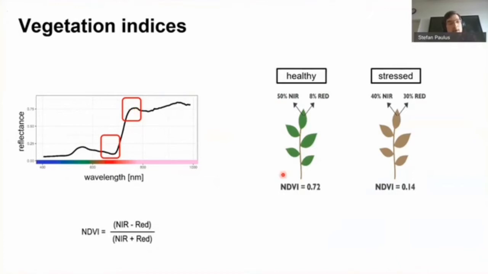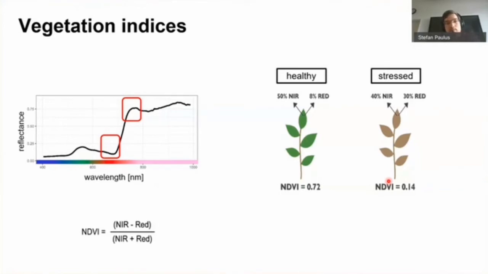If we have a healthy plant, we have a high reflectance in the NIR and a low reflectance in the red area. Together this gives a high NDVI value, and this tells us that the plants are very healthy. If we have a stressed plant, this reflectance is reduced. So we have a reduced reflectance in the NIR area and a higher one in the red area. Then we get a lower value. So we know that something has happened to our plant and it's somehow stressed. We don't know what, but we know it is stressed.